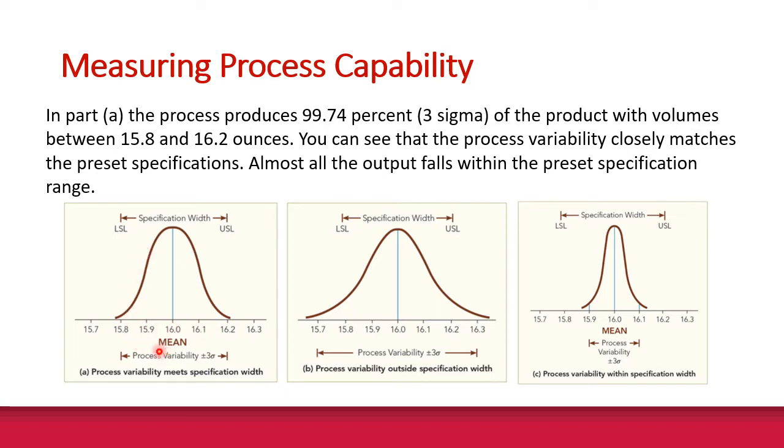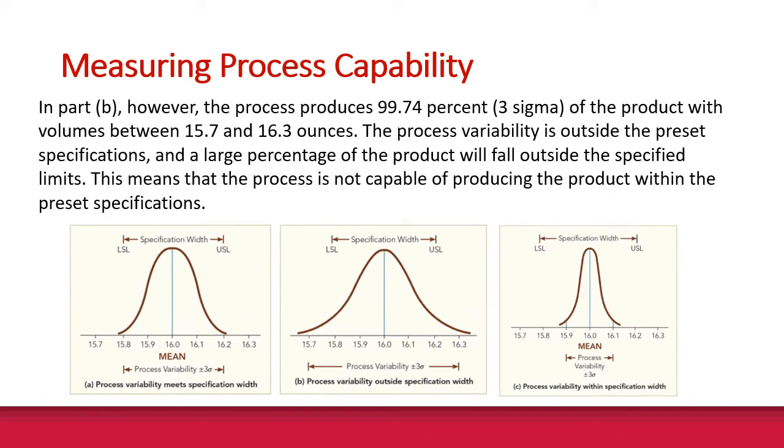But in this particular process, part A here, you can see our histogram closely matches these preset specification widths. Almost all of the output falls within the specification range. So that's one example. Let's take a look at example B now.